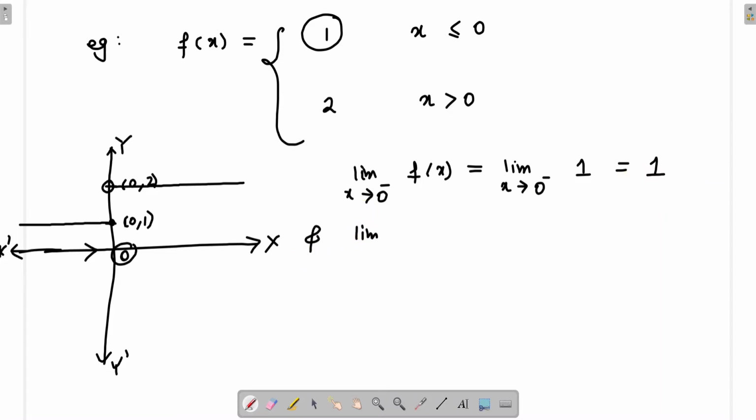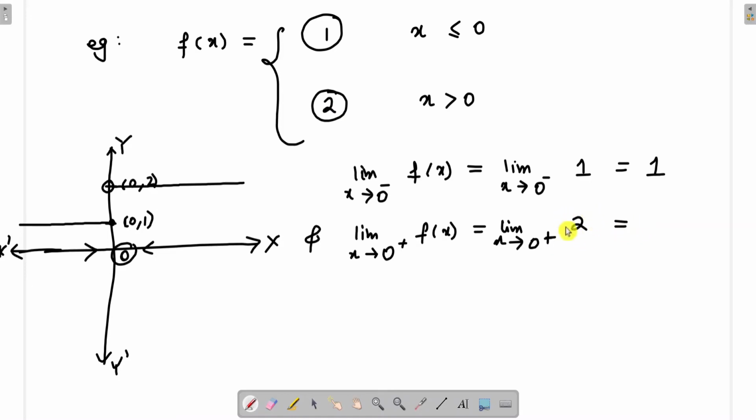Now if we look at limit as x tends to 0 plus of f(x), we have to look at all the values on the right hand side of 0 which are approaching 0. So the function value we have to take is 2.